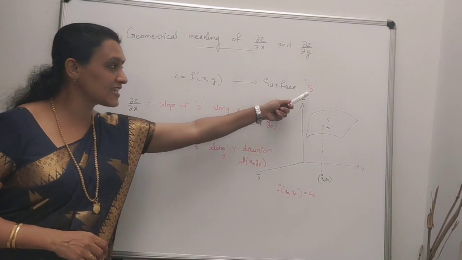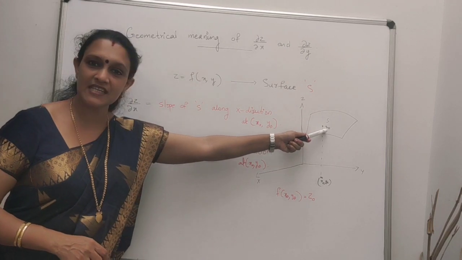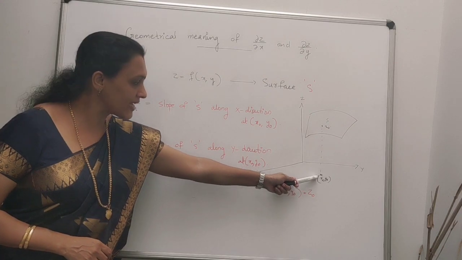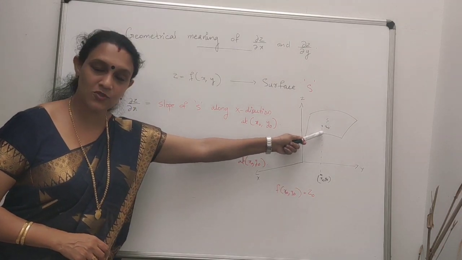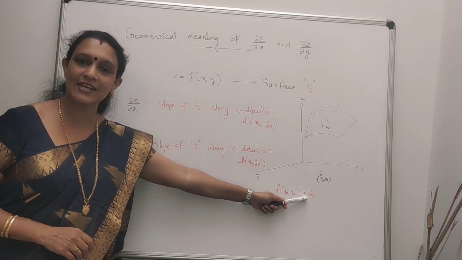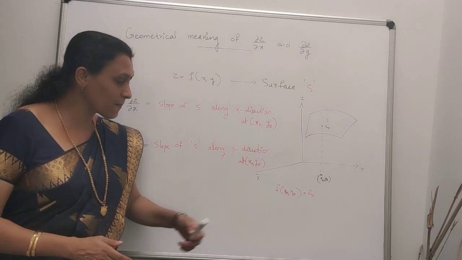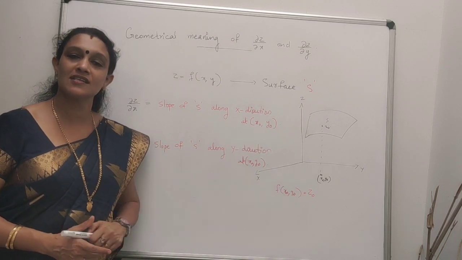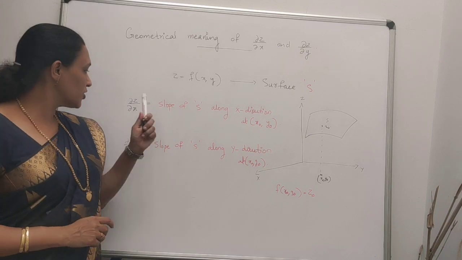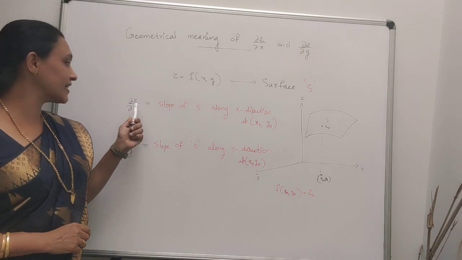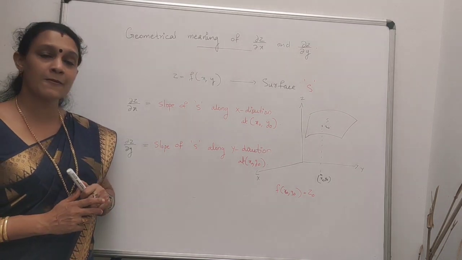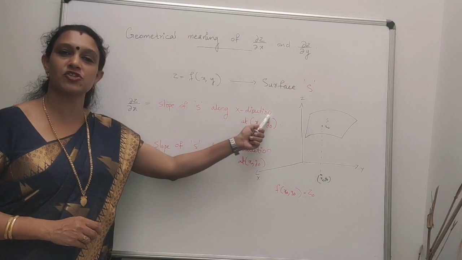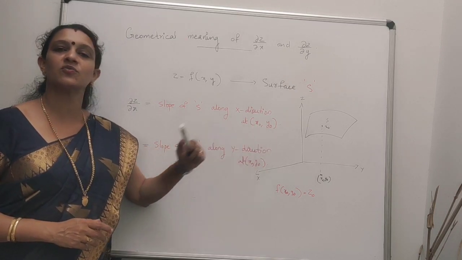So I am calling the surface S. Let this be the surface in space. For every point (x0, y0), you will get a corresponding value z0. So you can take f(x0, y0) = z0. Then the triplet (x0, y0, z0) is surely a point on this surface S. Then ∂z/∂x, the partial derivative of z with respect to x, gives the slope of this surface S along the x direction at the point (x0, y0).